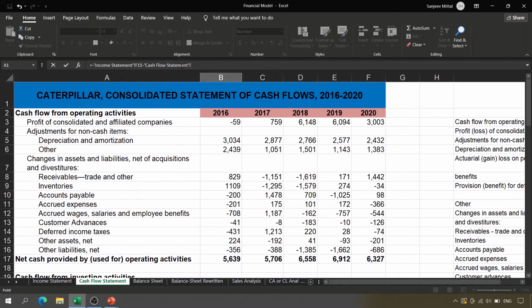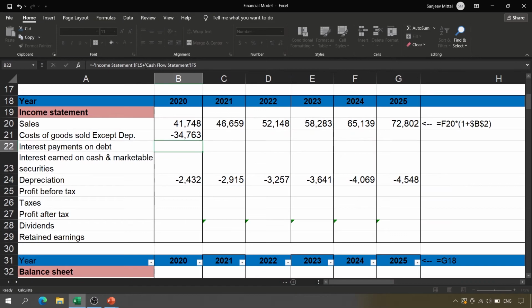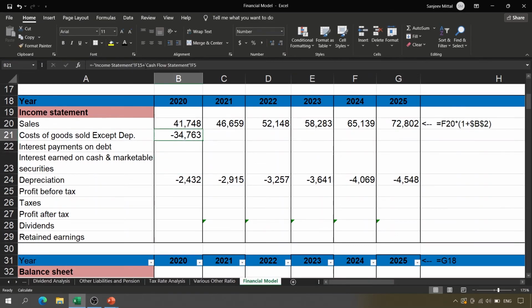Inside the cash flow, when we go, we can see our depreciation is 2,432. Based upon that, let me just convert this number to a different sign. And if I press enter, you will see that your cost of goods sold except depreciation is a total of 34,763. How have we calculated it? We have simply removed the impact of our depreciation inside our total operating cost.